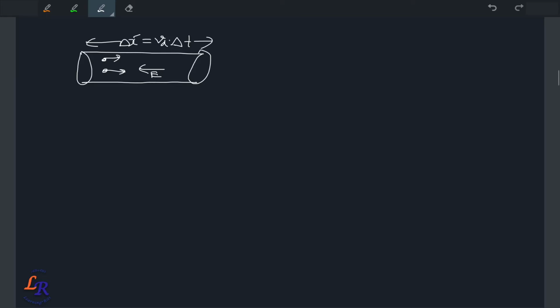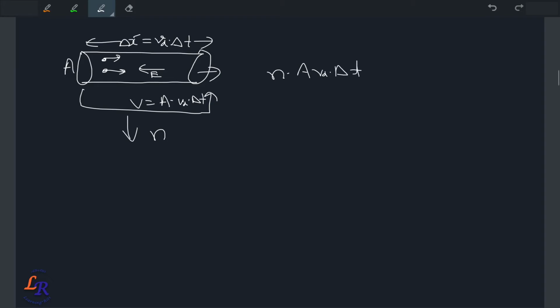So this should be the velocity, and let's say this is a cross sectional area, then the total volume of this element would be A into Vd into delta t, because in delta t interval this is the total volume covered by that electron. If the number of electrons in this volume is n per unit volume, then the total number of electrons in this can be written as n into A Vd into delta t, right?